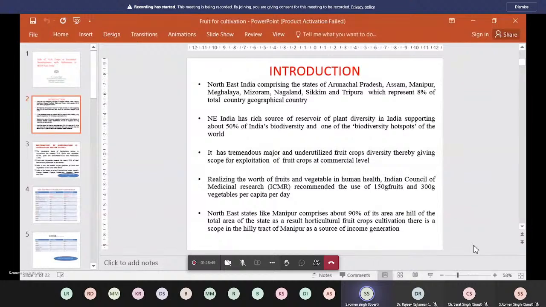At present, we have this COVID pandemic, sir. ICMR also recommends about 150 grams of fruit and 300 grams of vegetables per day. So nowadays we are using lemon as a source of vitamin C, and people want organic products. Sources of vitamin C like guava, amla, Barbados cherry, as well as citrus are being consumed by a lot of people in this COVID pandemic. And in the northeastern part of India, like Manipur, about 90% of the area is hill area. So there is a lot of scope for the expansion of fruit crop cultivation as a source of income generation.